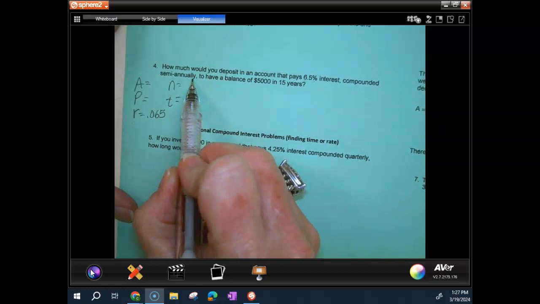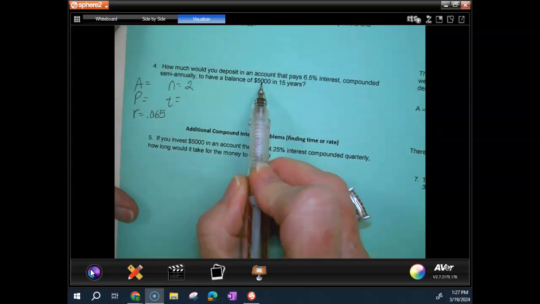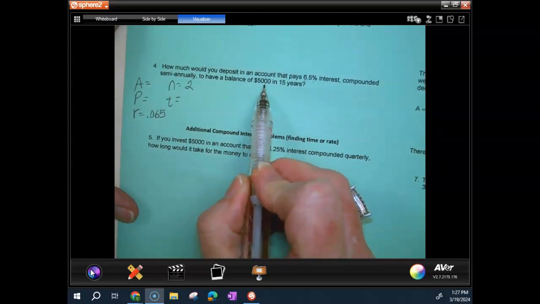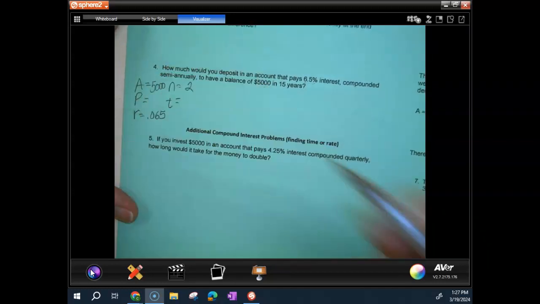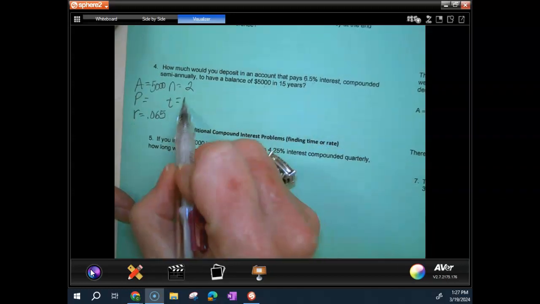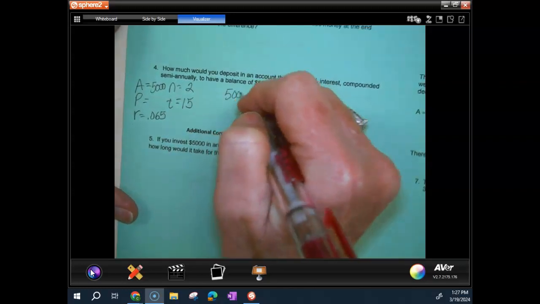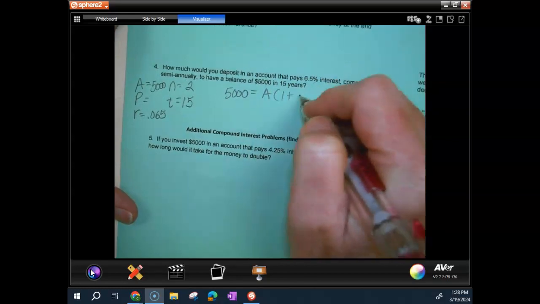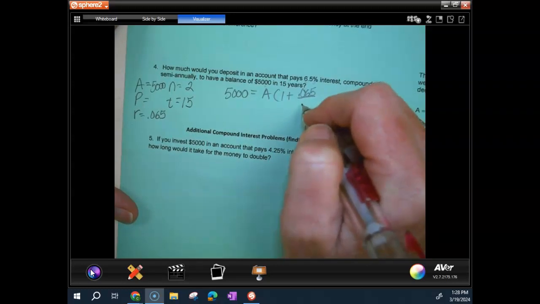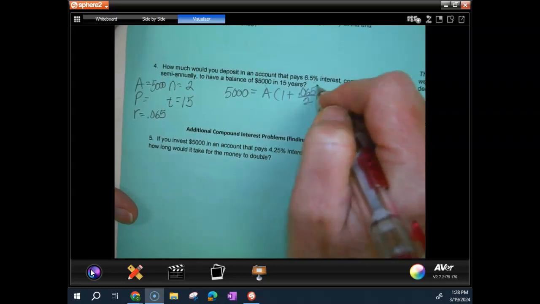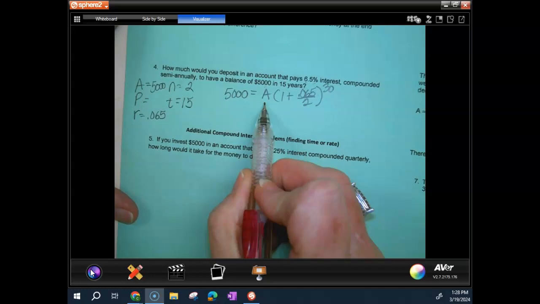So semi-annually means how many for my N? 2. To have a balance of 5,000. So the 5,000 is my A. That's what I want to end up with, correct? So I'm going to put 5,000 for my A, and then it says in 15 years. So my time is 15 years. So if I write this, I'm going to have 5,000 equals A times 1 plus 0.065 divided by, what goes down here? 2 or 15? 2. And then what's my exponent going to be? 30.